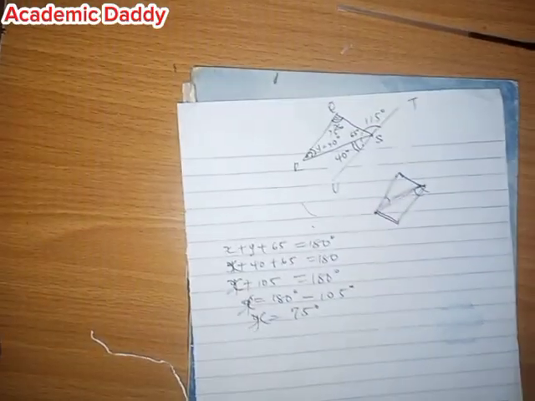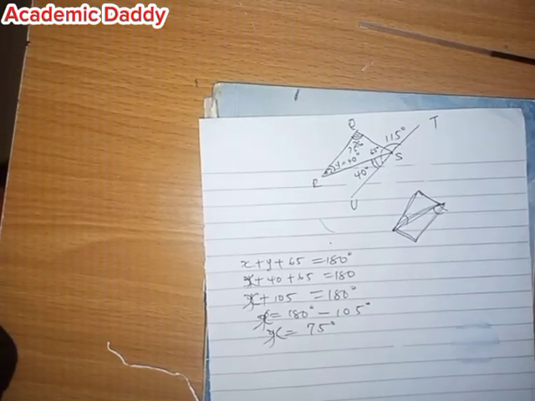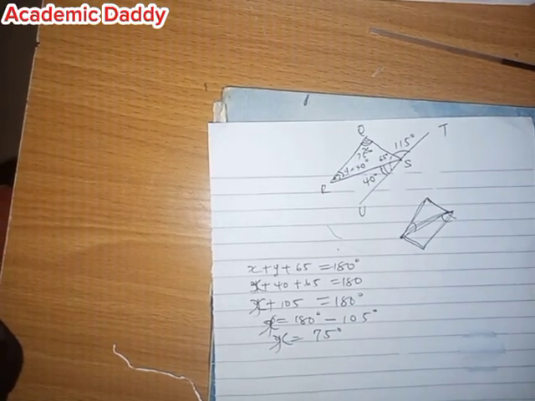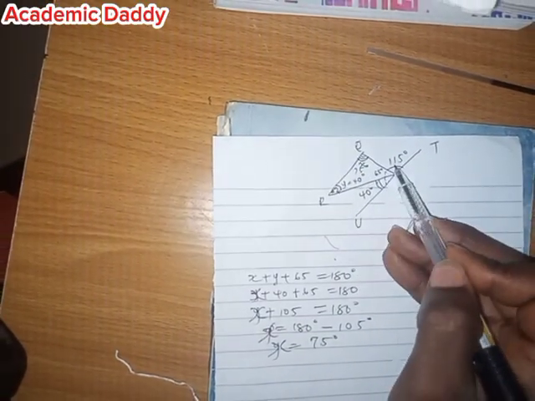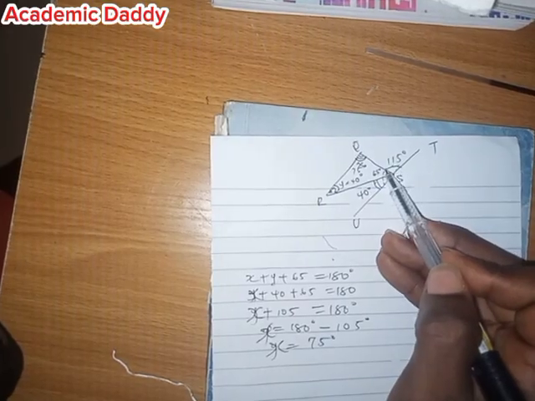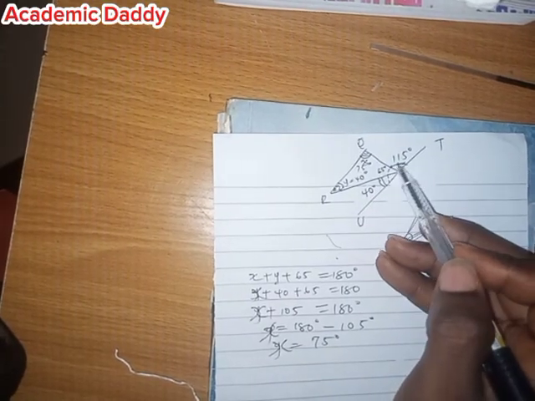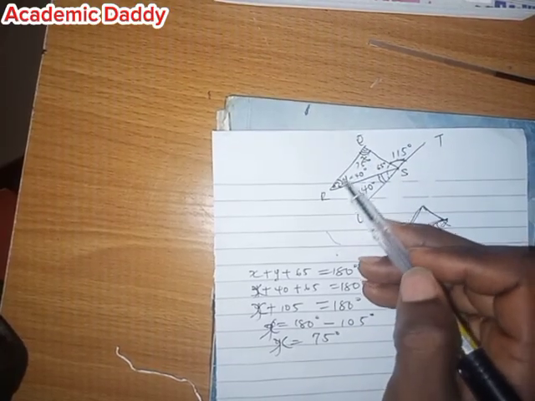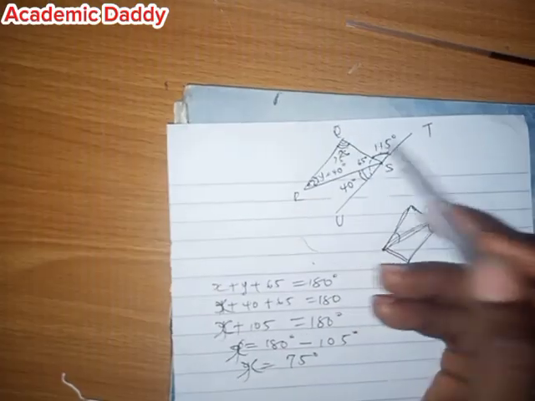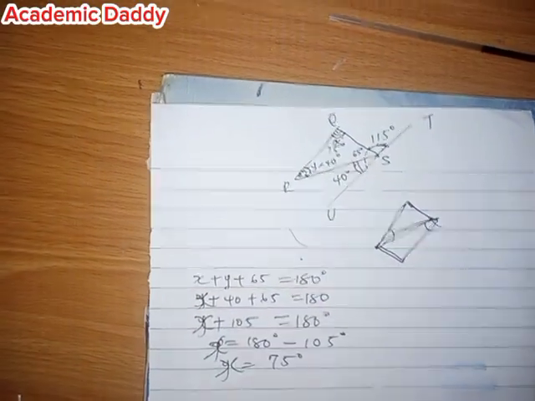And if you do 75 plus 40, that is 115. So this plus this is equal to this. So the external angle made by a triangle is equal to the sum of the two opposite angles. So note that. So this is all about angles.